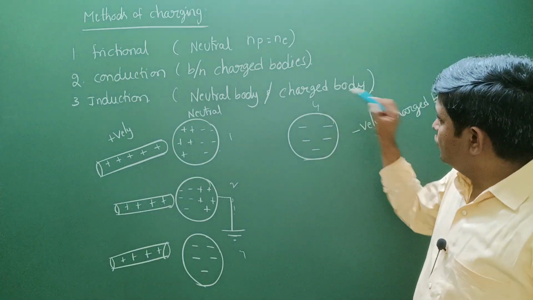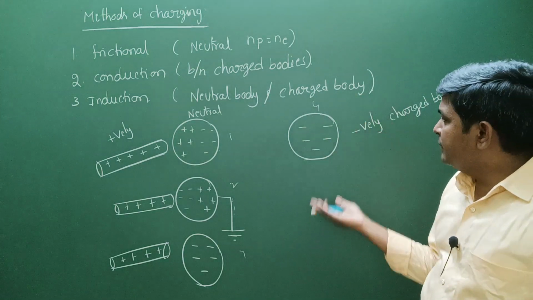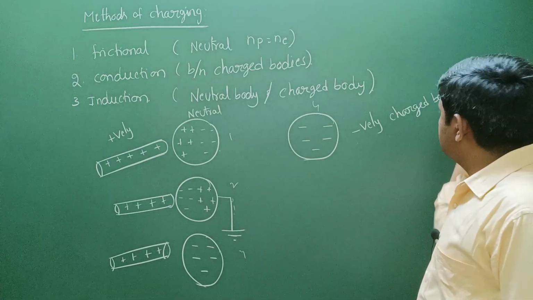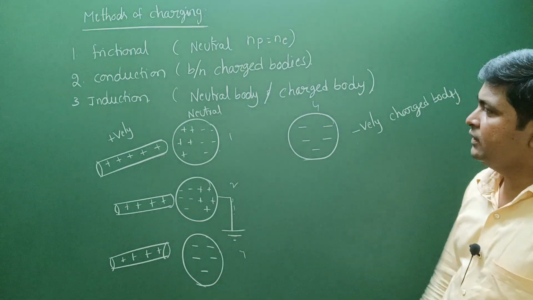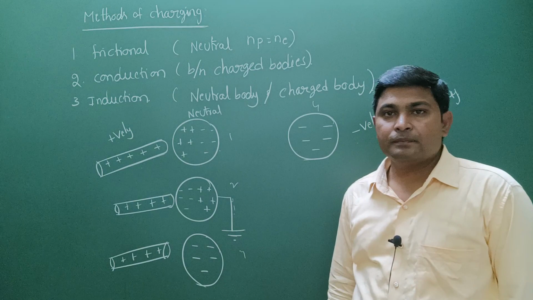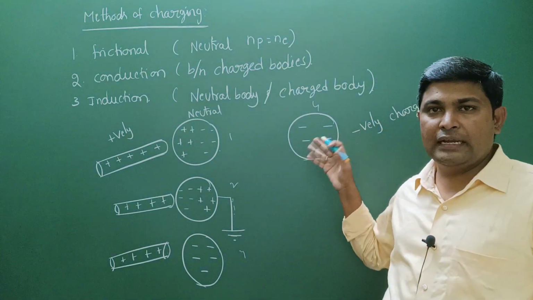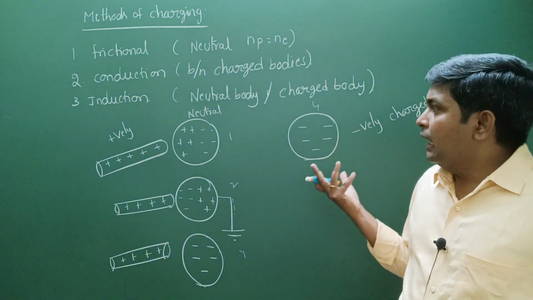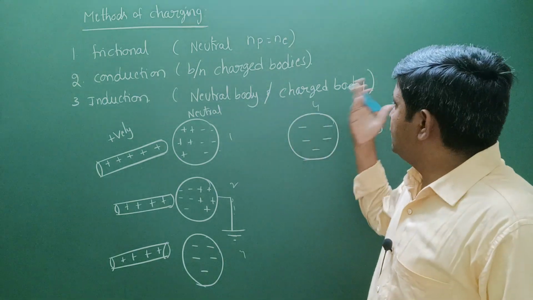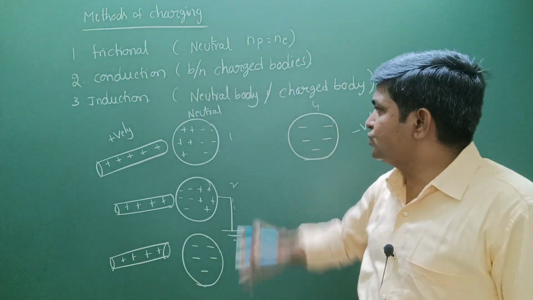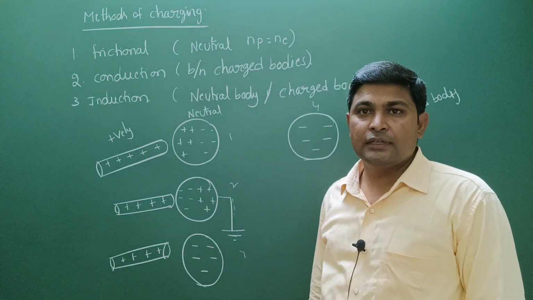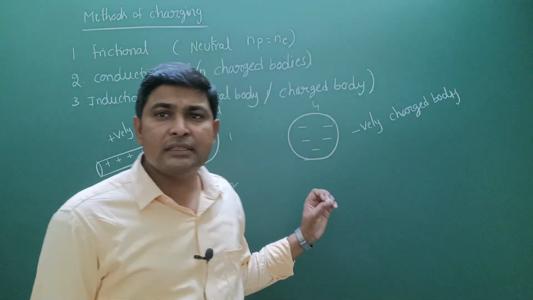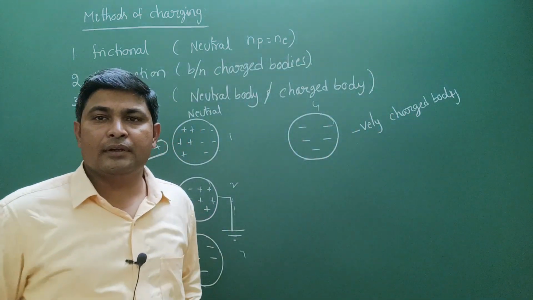So in the fourth step, what you can observe, it remained as the negatively charged body when the charged body is taken away and it is isolated again. So it happened between the charged body and the neutral body, induction. So in these three methods we can make it happen.